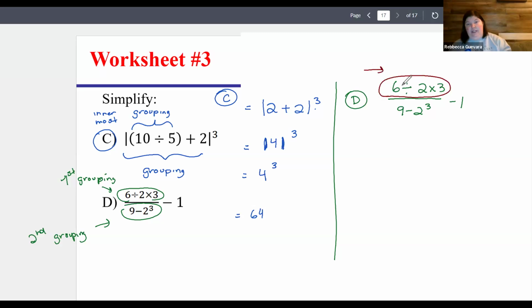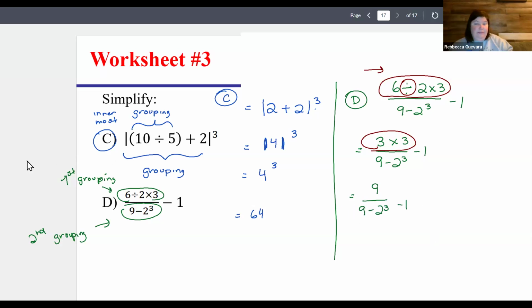So going left to right, the first thing we come across is that division. So the first thing I'm going to do is 6 divided by 2, which is going to be 3. So we're still dealing with that top grouping. Now we have 3 times 3, which is going to be 9. And now we start dealing with the bottom.